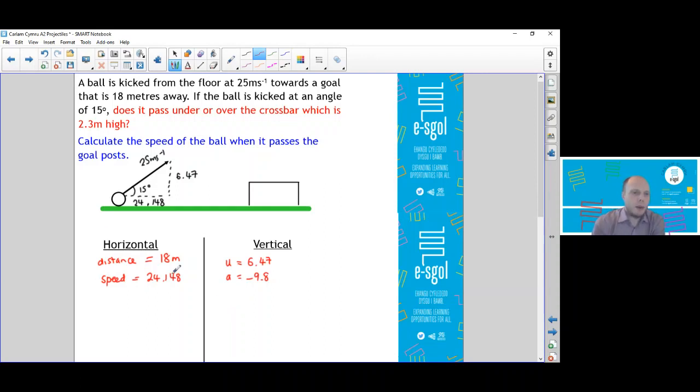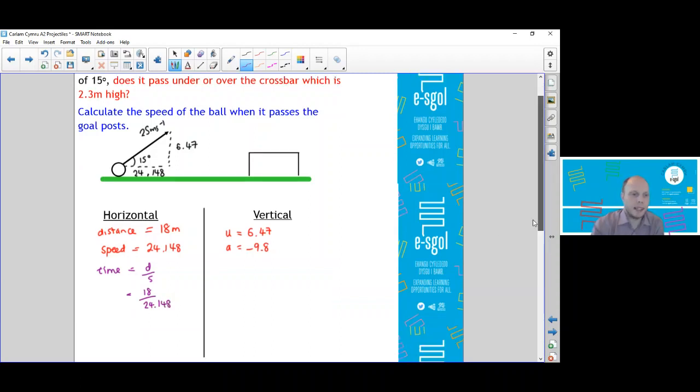Look on the left hand side, we're going to work with the horizontal. Remember, this is speed, distance, time. Well, we've got 2, so we're good to go. Time equals distance over speed. So that's 18 meters divided by 24.148 meters per second. So it's going to take the ball 0.7454 seconds to get to the goal.